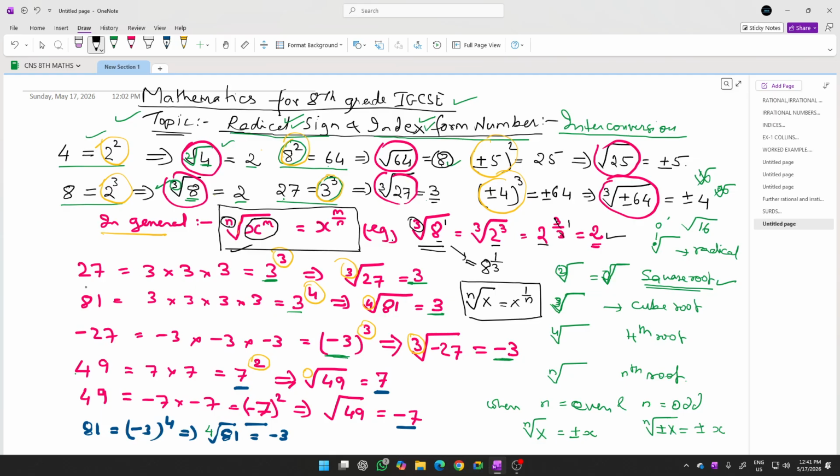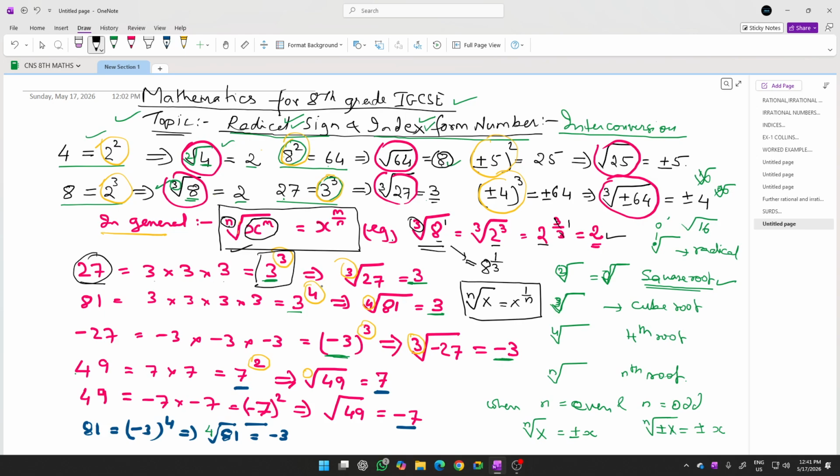Now 27 is equal to 3 into 3 into 3, that is equal to 3 raised to 3. Now this is very clear to you. 27 can be written as 3 into 3 into 3, that is 3 raised to 3. So 27 is a number which is written as 3 raised to 3 in the index form. This is index form.